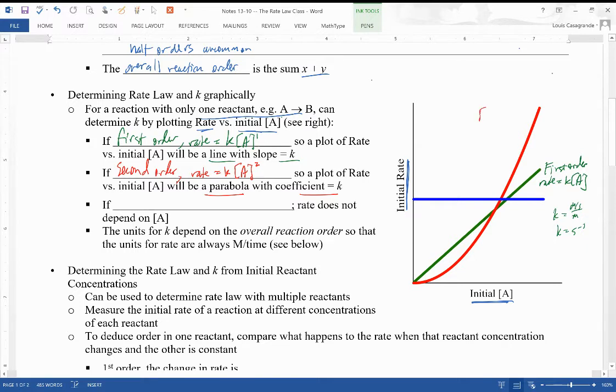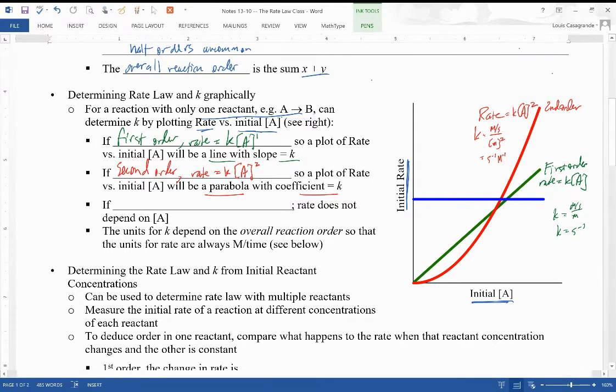So we have here that the rate of second order, for the red curve, is equal to k times A squared. And the rate constant k is going to be in molar per second is the rate. But now we're going to have to divide by molar squared, and you'll see how that works in a few minutes. And so we're going to get seconds to the -1, molar to the -1 as our unit for the rate constant k.